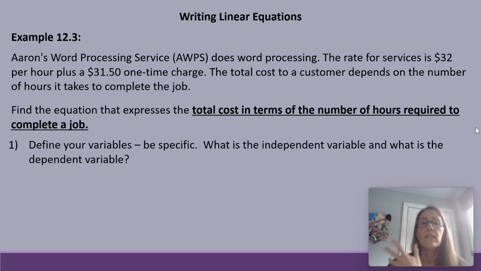So, like I just did, define your variables and be specific. What is the independent variable? What is the dependent variable?